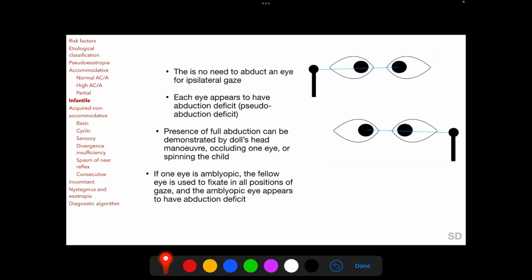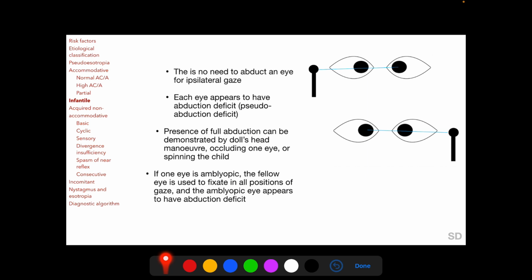So the patient has no need to abduct an eye for ipsilateral gaze. As seen in this diagram, when the target is in the right visual field, the right eye does not abduct to take up fixation, while the left eye maintains fixation on the target in the right visual field, and the same happens when the target is in the left visual field. We also see that in this situation there is lack of binocularity, which we will be discussing further.